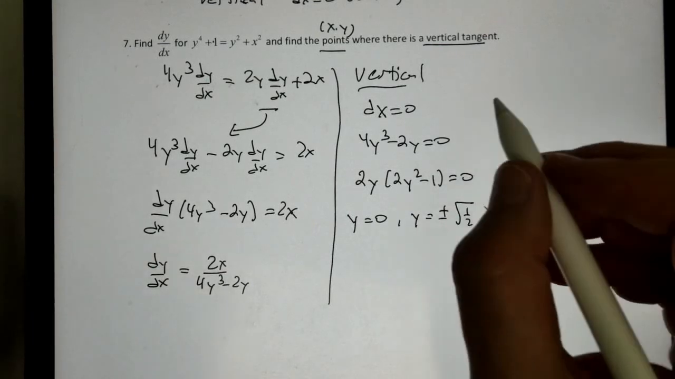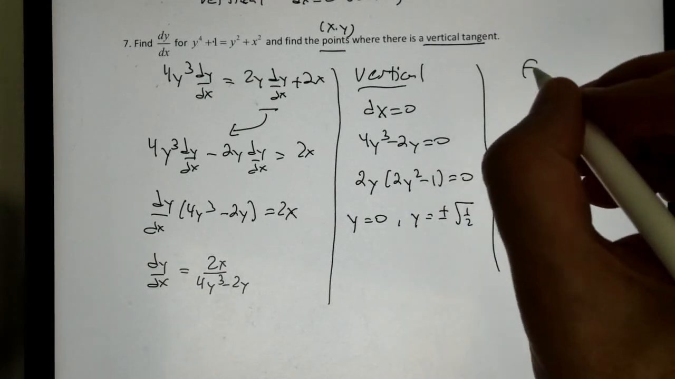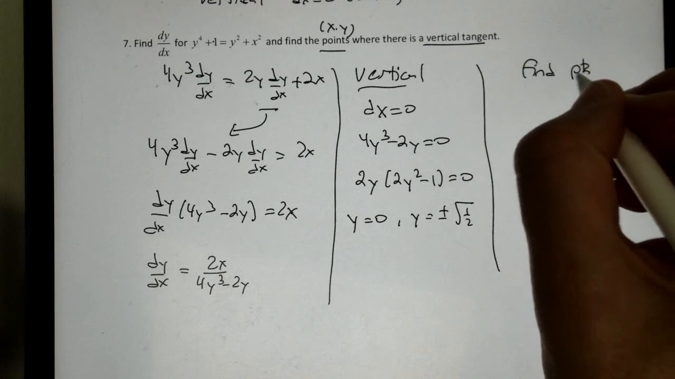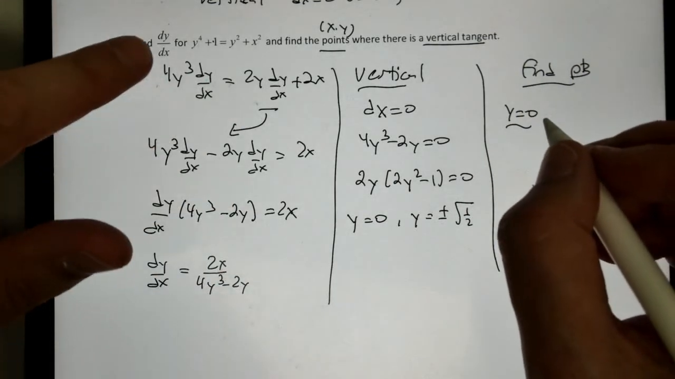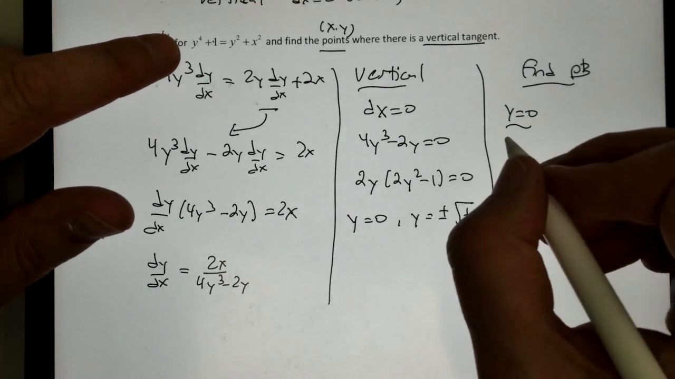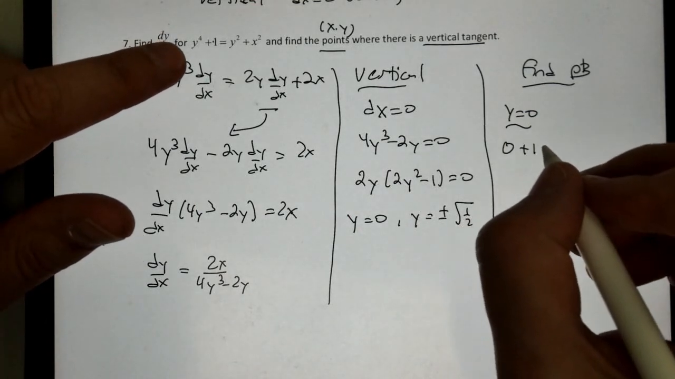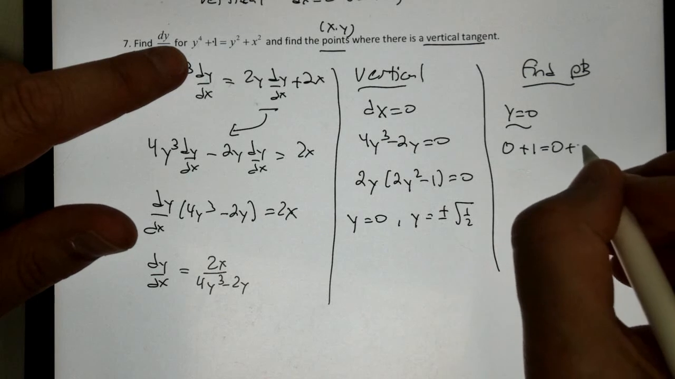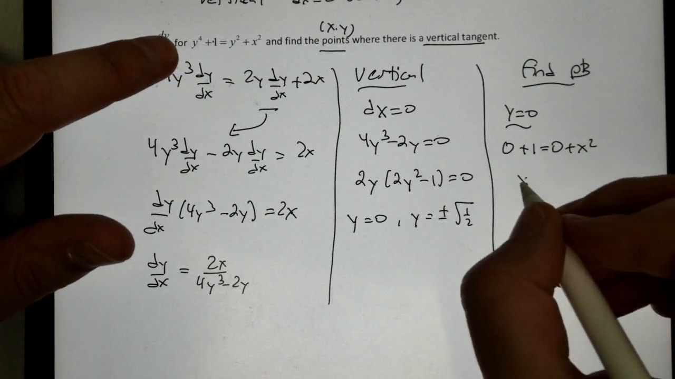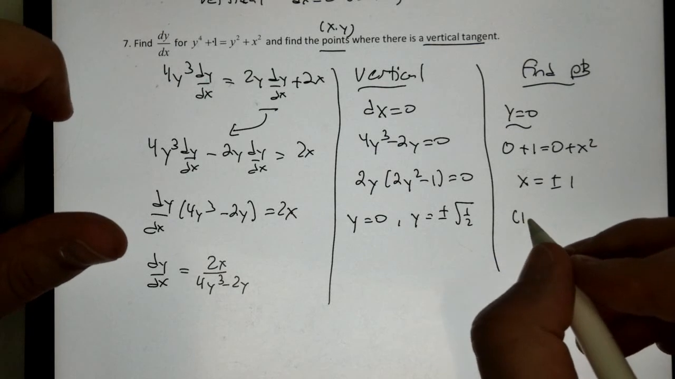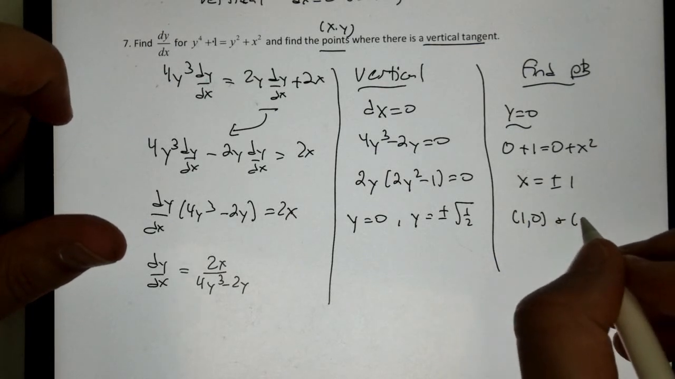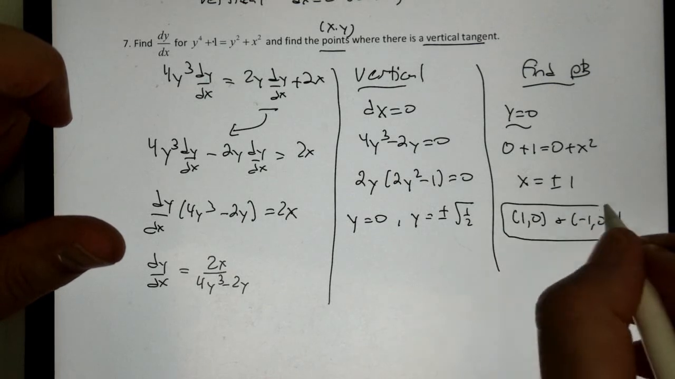So when we go to find our points, we now have to find x. We're going to do a few of them. The first one, y is 0. If I plug 0 in here, we're going to get 0 plus 1 equals 0 plus x squared. Notice x becomes plus or minus 1. Wow, we have a lot of points here. We get (1, 0) and (negative 1, 0). So there's our first 2 points.